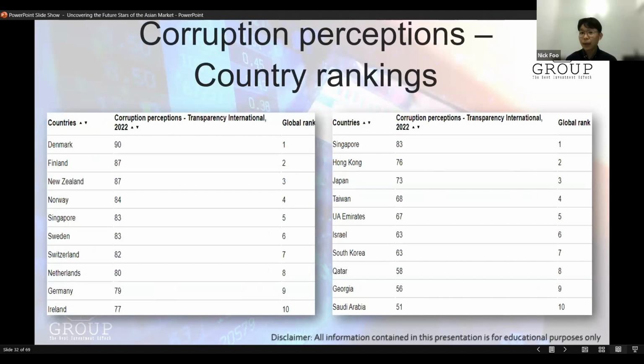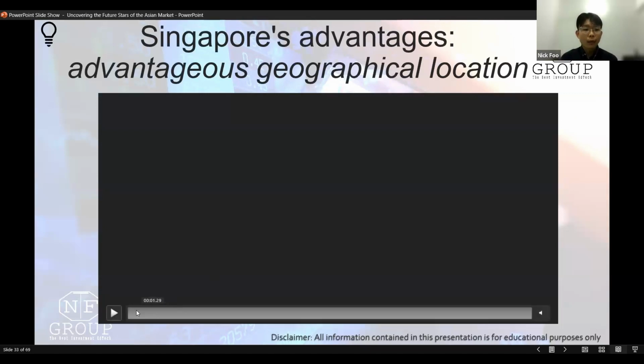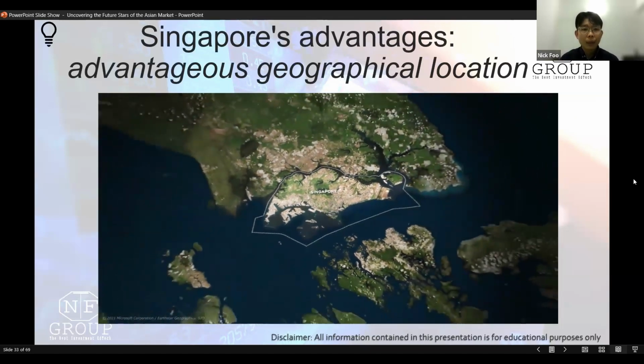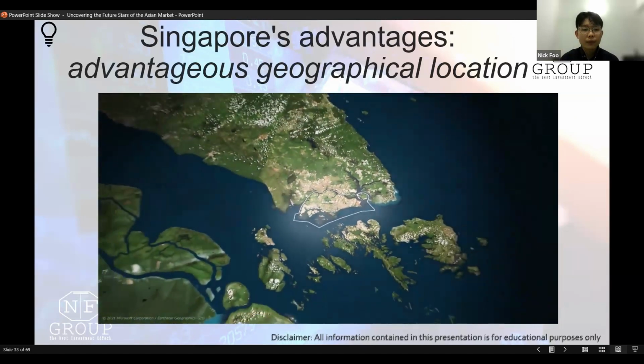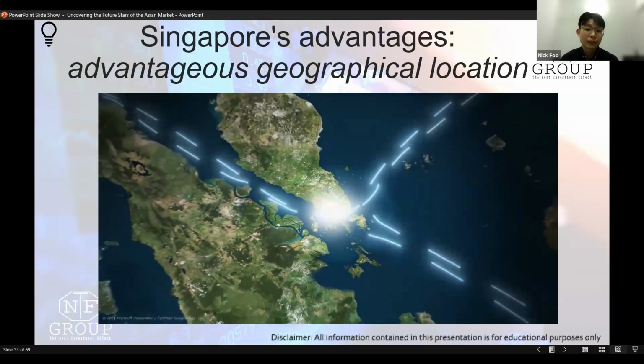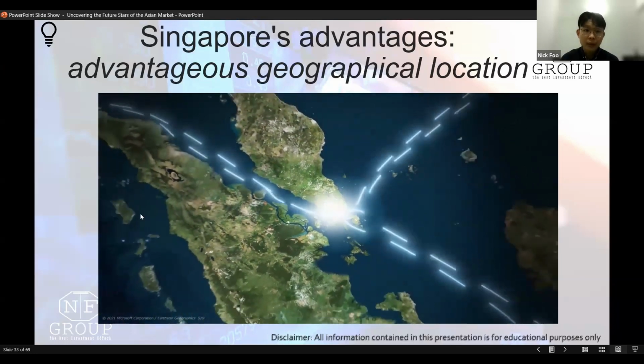And corruption perceptions. I don't want to talk much about these, but the table shows that in Asia, Singapore ranked number 1, and in the world, Singapore ranked number 5. And of course, one of Singapore's advantages is its geographical location, ladies and gentlemen.